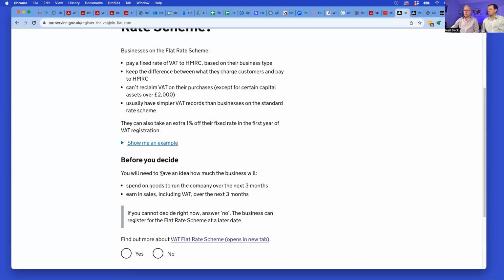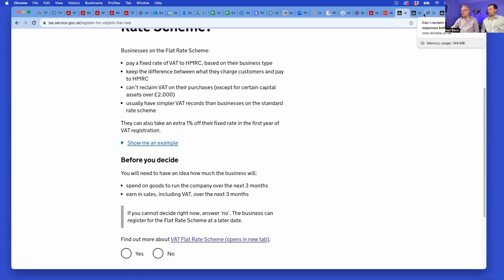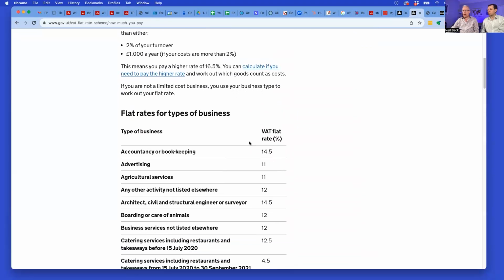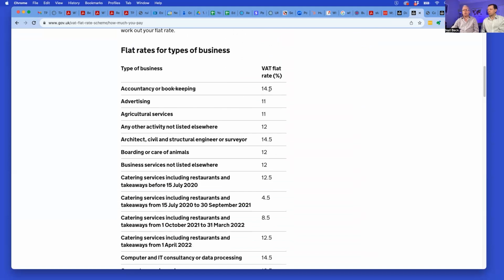As it says there, you can't claim VAT on the purchases unless it's for assets over £2,000. And it does depend on what your business is. And I've got it here. So you can see if you are a bookkeeper, it drops down to 14.5%, the assumption being that you will incur some additional VAT as opposed to a limited cost business. So the irony of it is it's supposed to be simpler, but given the complexity of VAT, if you're going down a flat rate route, why you would not have an accountant or someone advising you on this.